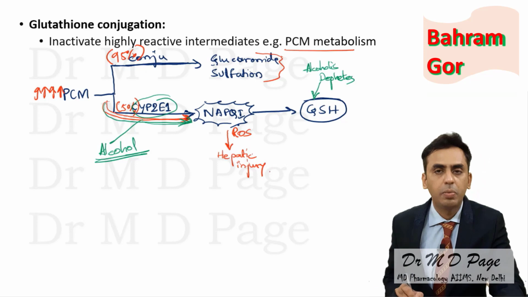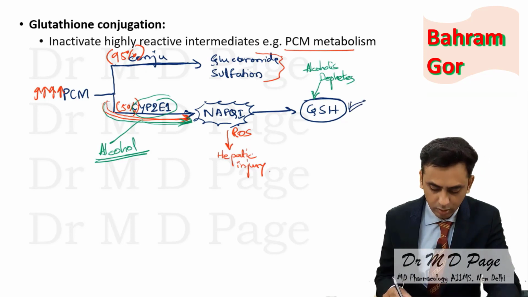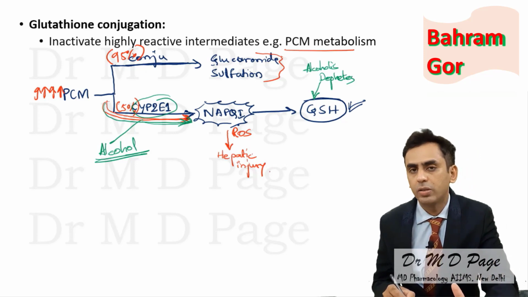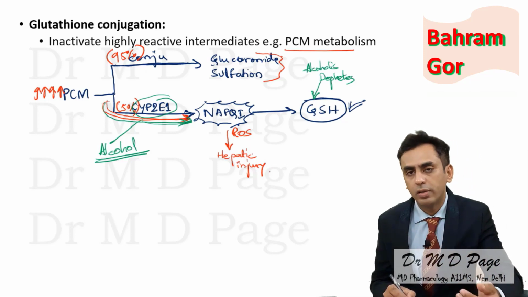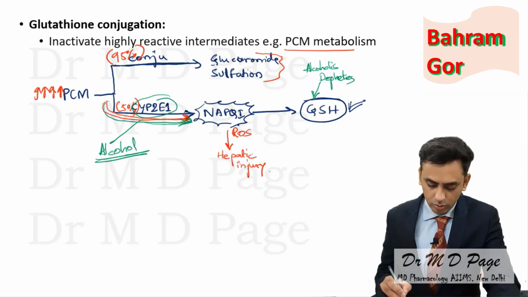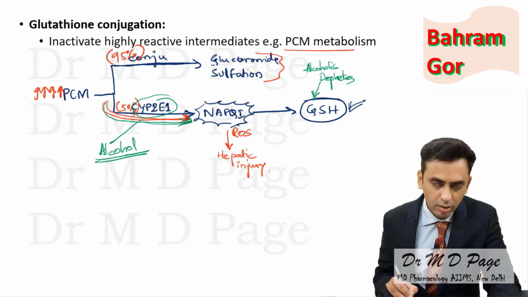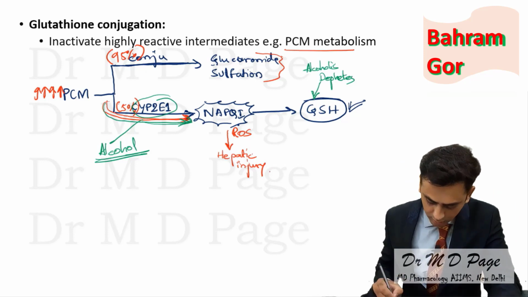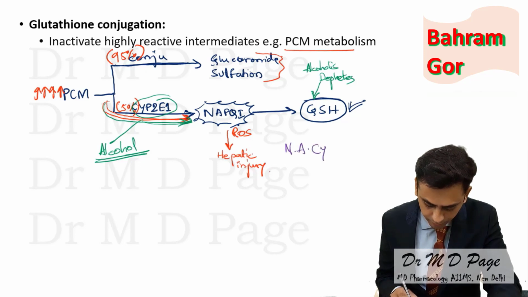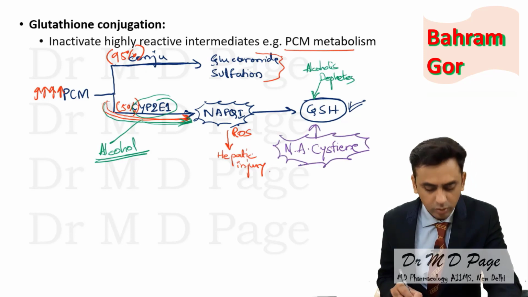So how will you treat this paracetamol toxicity? Simply you can give GSH. But the problem with glutathione is it is not lipid soluble. It will not cross into the liver. It will not reach the site of action, that is liver hepatocytes. So you need to give something which will generate this GSH, and that something is, as you might know, N-acetylcysteine. N-acetylcysteine is used as a specific antidote in paracetamol toxicity.